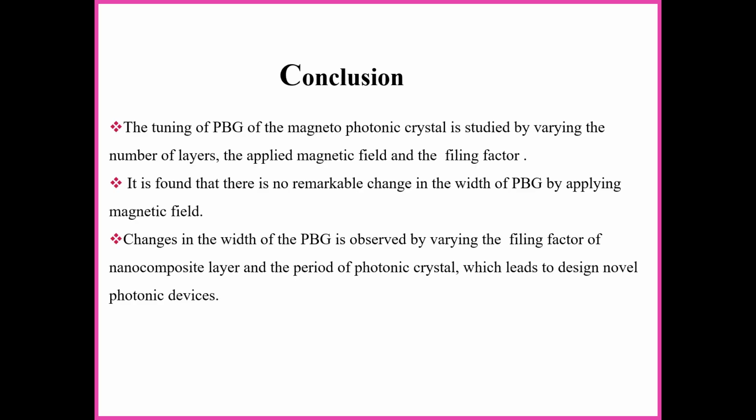So, conclusion: the tuning of the magnetophotonic crystal is studied by varying the number of layers, the applied magnetic field and the filling factor. It is found there is no remarkable change in the width of the photonic band gap by applying a magnetic field. But other factors, like fill factor, can give reflectivity changes. Therefore, we can use this photonic band gap for solar cells.